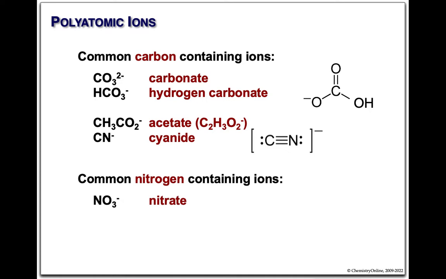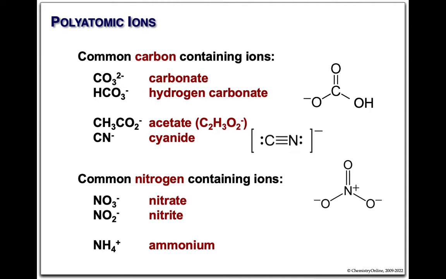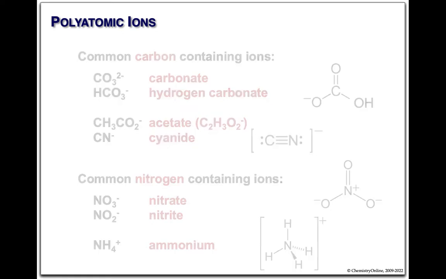Nitrogen. Nitrate is the parent. Nitrite. This is the only cation that we're going to deal with. 1 nitrogen, 4 hydrogens, and a +1. When you do the tutorial, once again, this was written for general chemistry, sorry, but there are a couple that show up.